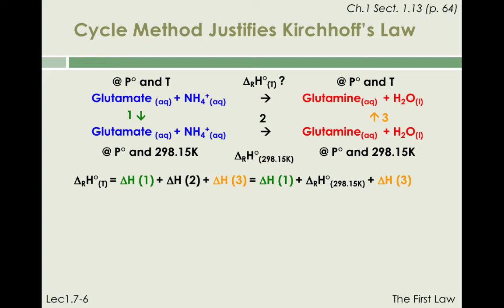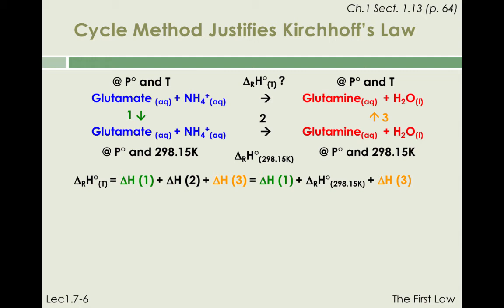Using Hess's law, the value of delta_r H standard at temperature T is equal to the sum of the delta H for steps 1, 2, and 3. Delta H for step 2 is obviously the delta_r H standard at 298 Kelvin. Delta H for step 1 corresponds to the change in enthalpy associated with the isobaric heating or cooling of reactants between temperature T and 298 Kelvin, while the delta H for step 3 corresponds to the change in enthalpy associated with the isobaric cooling or heating of products between 298 Kelvin and temperature T.